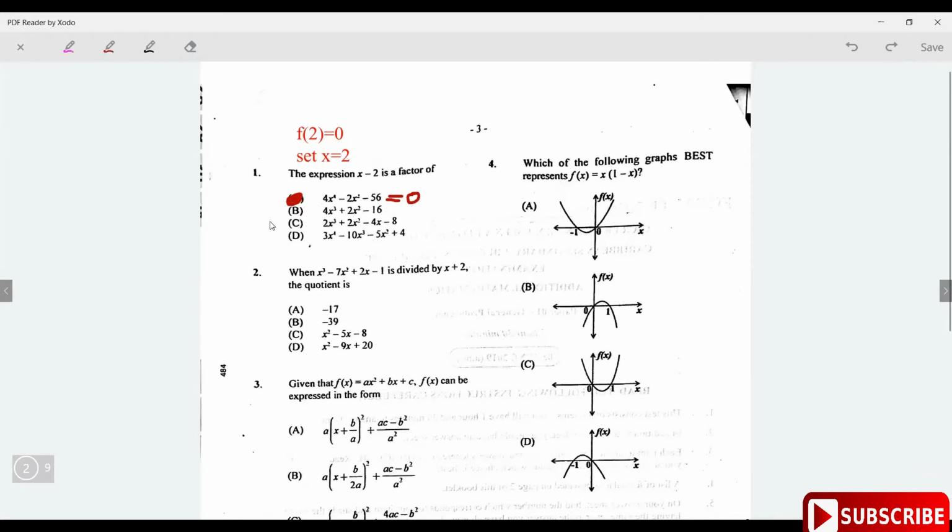Question 2. Question 2 says when x cubed minus 7x squared plus 2x minus 1 is divided by x plus 2, the quotient is. You need to find the quotient, not the remainder. So you're going to have to do the long division. We're going to have to do the long division and divide it by, of course, x plus 2. So it's going to be x plus 2 into x cubed minus 7x squared plus 2x minus 1.